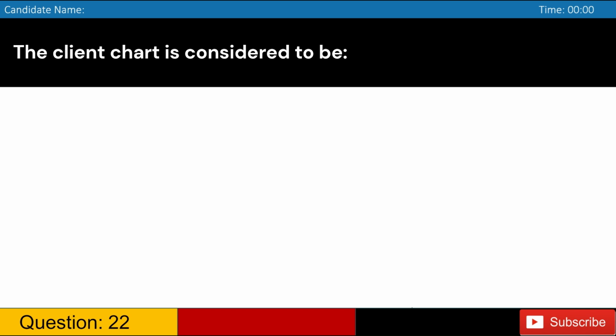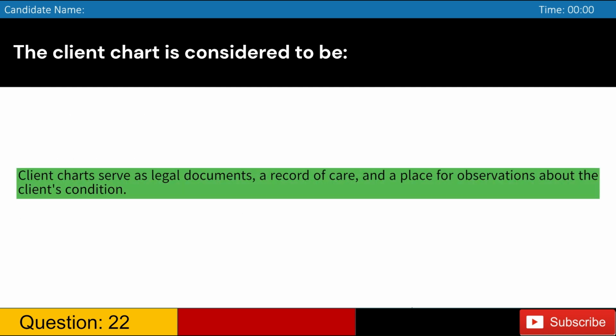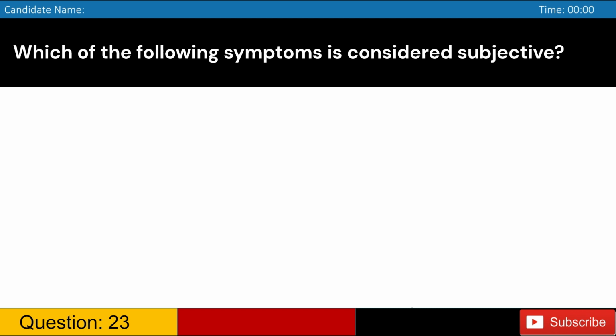The client chart is considered to be A. A legal document. B. A record of the care given. C. A record of observations of the client's condition. D. All of the above. Answer D. Client charts serve as legal documents, a record of care, and a place for observations about the client's condition.